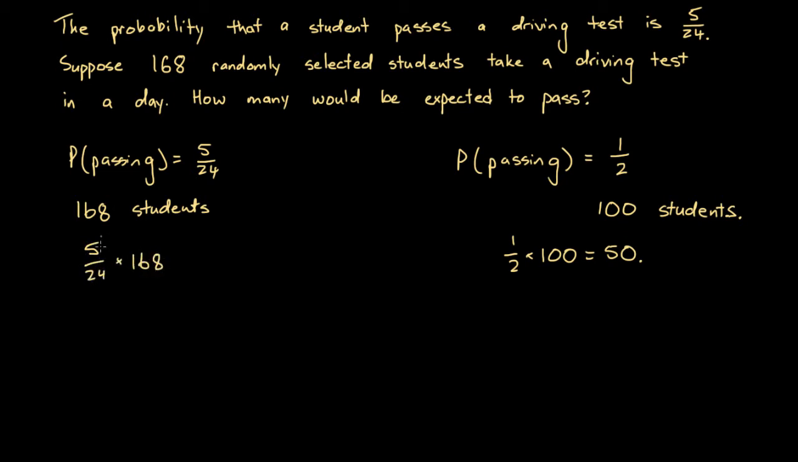This is a proportion. This is simply saying that, of these 168 students, 5 over 24ths of them we'll expect to pass. So let's figure this out. This would be 5 times 168 over 24. Well, what's an obvious factor here? Clearly 2, we've got a common factor in the numerator and the denominator of 2, so we can reduce this to 5 times, what's half 168? 84 over 12. And once we've simplified that, there's another common factor. 7 times 12 is 84, so we're going to have 5 times 7. This is going to reduce to 35.